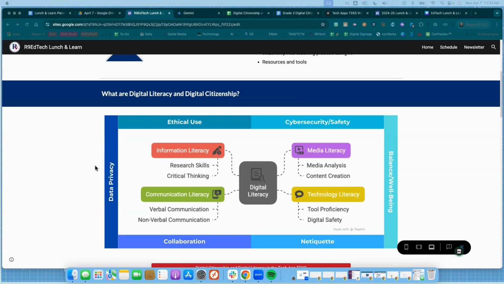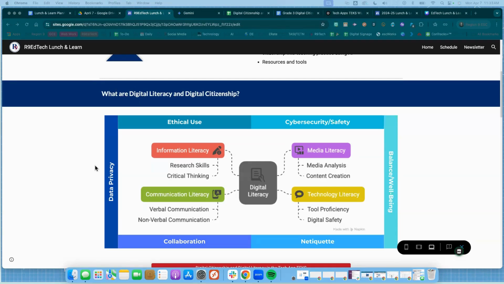It's also the content creation. And of course, goodness, with social media the way it is, our students are content creators themselves. And so we have to kind of keep that in mind when we're thinking about literacy. It's also the technology literacy. Can they use technology effectively and safely? And then communication literacy fits in there as well. And so that's the literacy part of it.